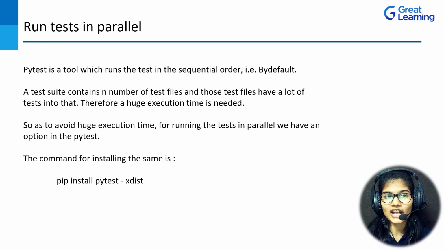So this is why there is a need for running the tests in parallel. This is the need for doing this. Now, what's the command for installing the same? Write pip install pytest-xdist, put a dash, and in front of that write x. This is the command which is used for installing the requirement for running the tests in parallel.